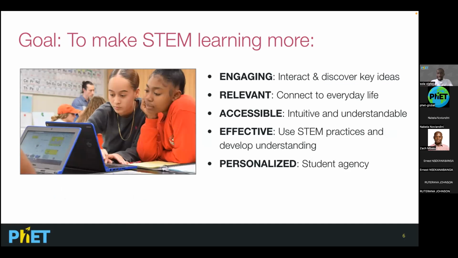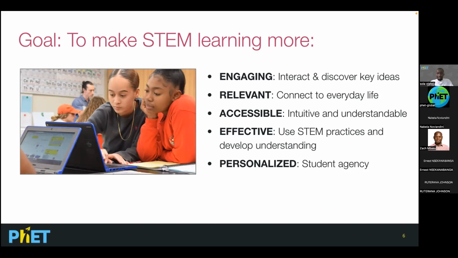Our goal is to make STEM learning more engaging, where students can interact and discover key ideas by moving, and just trying things out themselves. We also make it relevant by connecting to contexts and scenarios that are close to real life and that students can relate to. We also work extensively on accessibility features alongside learners of varying needs. So alongside being intuitive, we also ensure it's understandable and effective as well.